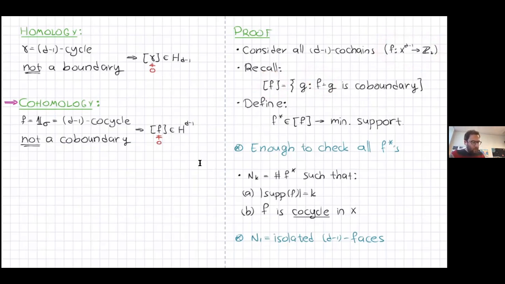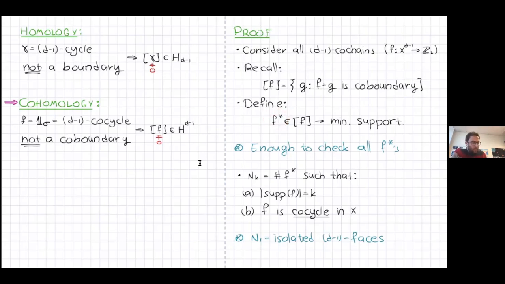Now, for each class, we will choose one representative. We call it F star, which is a representative with a minimum support. The support is the number of faces on which this function gets the value of 1. So out of all the functions in this class, we're going to take the one with the smallest support, and we call it F star.